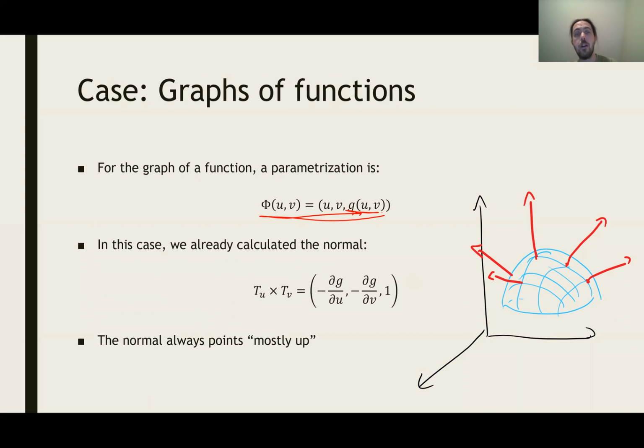In this case, the normal, the cross product of these, is given by this formula, which we worked out when we were calculating surface areas of graphs. It's minus del g del u, minus del g del v, comma 1. And the normal always points up. The negative signs out in front get people confused a little bit.